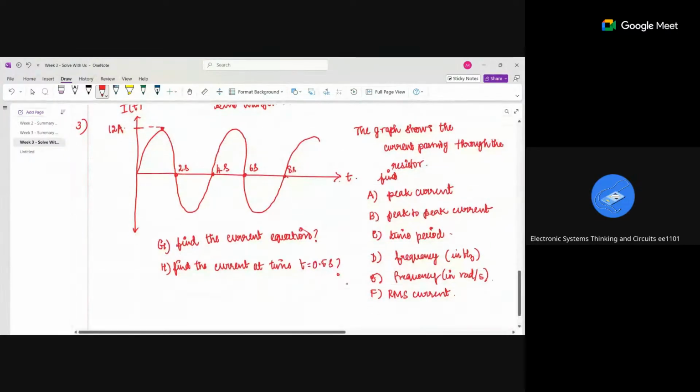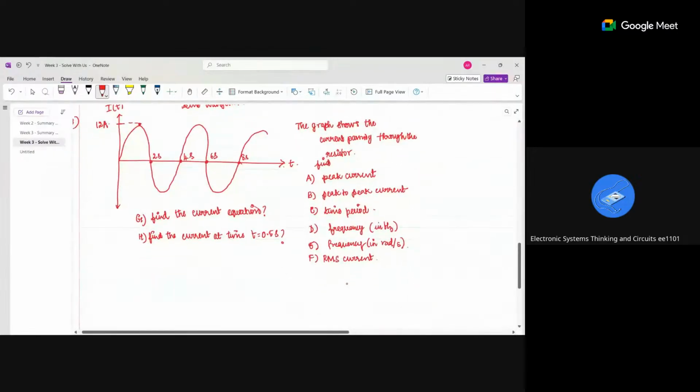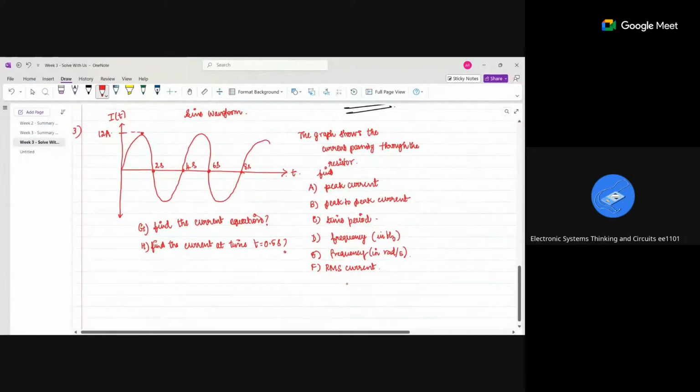Okay, try solving this and write the answer in the chat box. Maybe for around 4 to 5 minutes I'll wait. So everyone try and write the answer in the chat box, and then we will compare the answers and see. And if you guys have any doubt in any of the questions, you can ask.